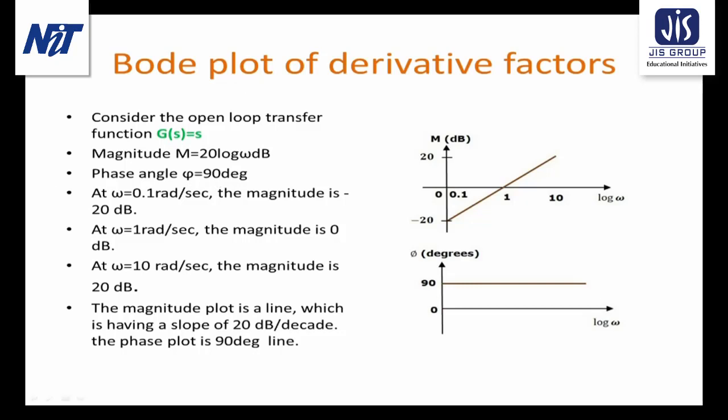That means if there are two zeros at origin, so the power will be S square and the magnitude will be 2 into 20 log omega. That means actually it is 40 log omega, and the phase angle will be 2 into 90, that means 180 degrees. And like this, we can easily find out the Bode plot for n number of zeros located at origin. Then we can find out the Bode plot of multiple derivative factors by just multiplying n in the magnitude and the phase angle.